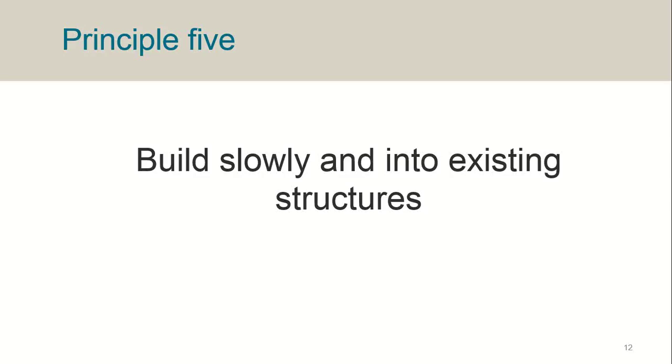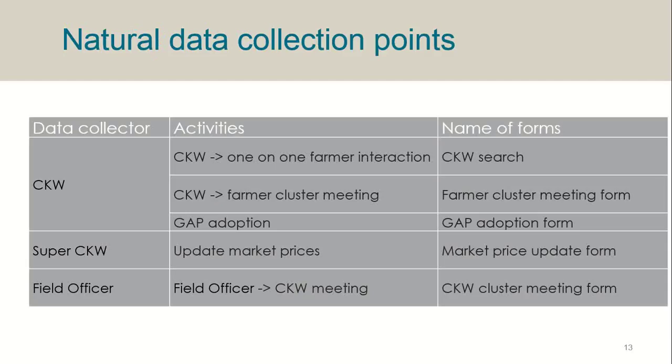What's important in doing that is to understand the natural touch points that exist in a project and to utilize these. So, for example, when we looked at the people who are on the ground, we have CKWs, the community knowledge workers. There's also the higher level super CKW, who acts as a buffer to manage certain groups of CKWs. And we also have our field officer. And so we broke down what exactly their activities are.